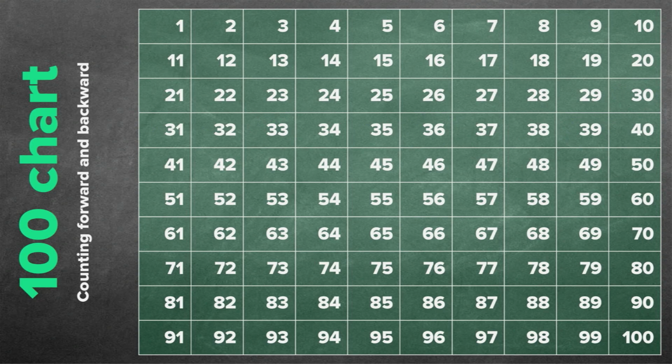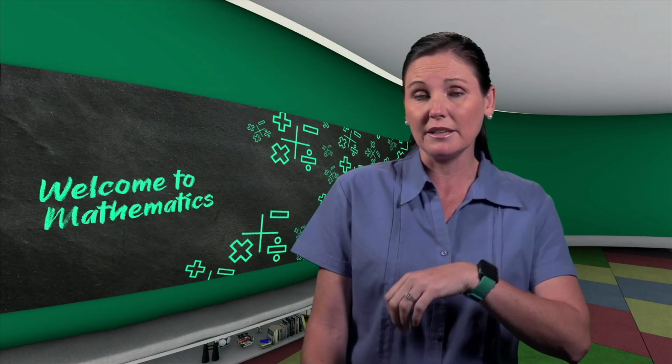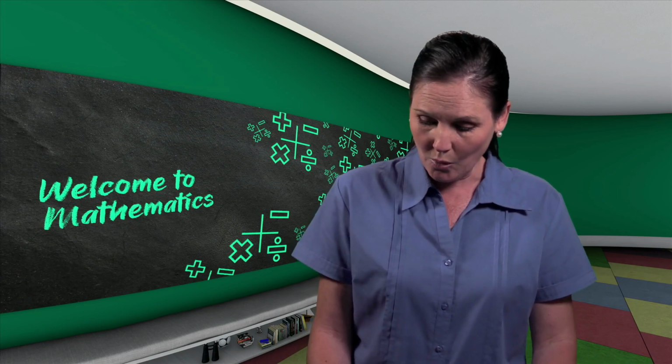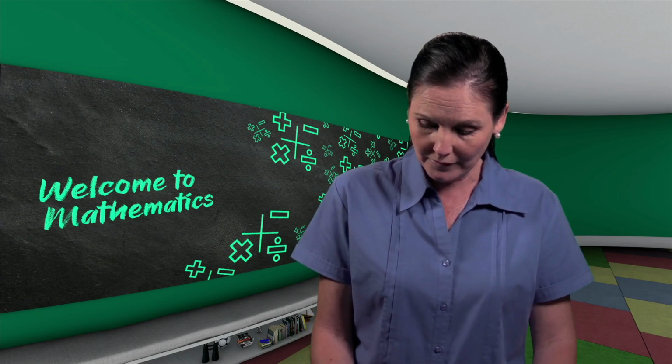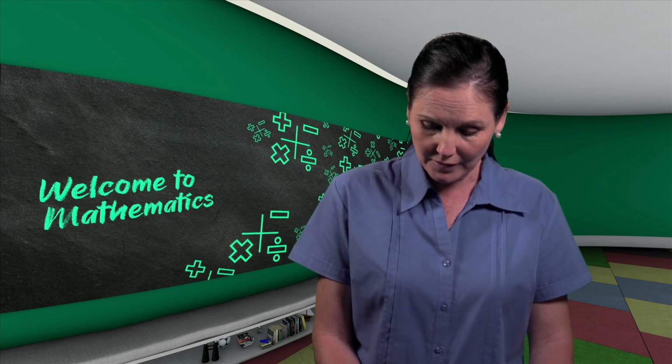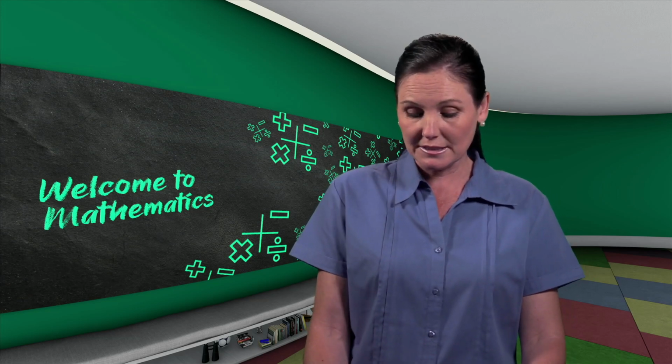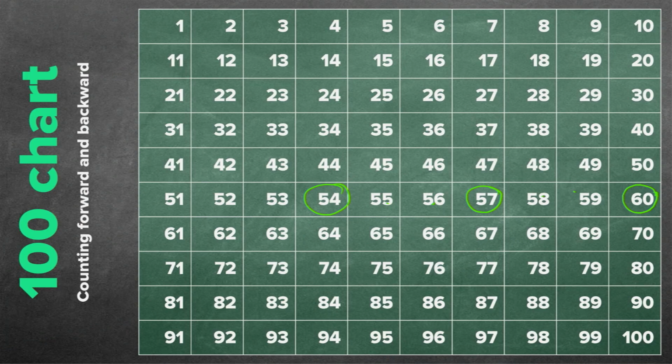Let's see if I'm counting backwards. I tell you, you have to start at 60 and count backwards in 3s. Now I'm looking for the number 60. Remember, when I'm counting backwards, the numbers are going to get smaller. 1, 2, 3. 1, 2, 3. So the sequence will be 60, 57, and 54.